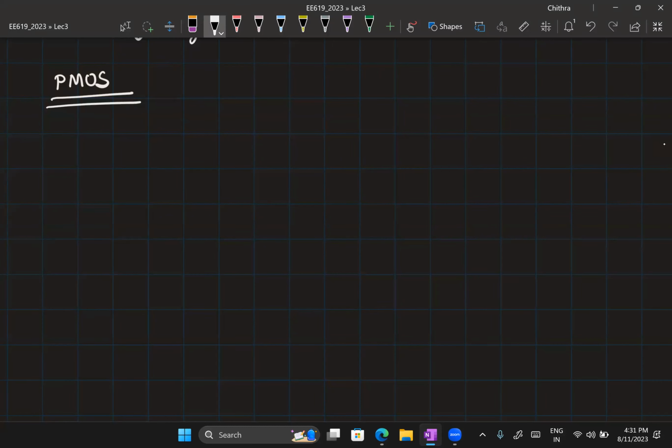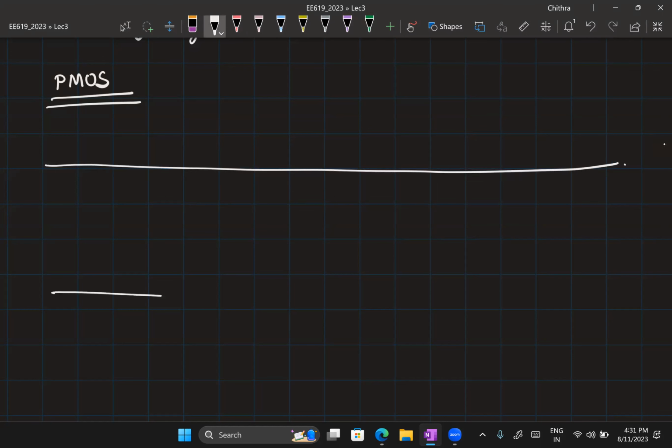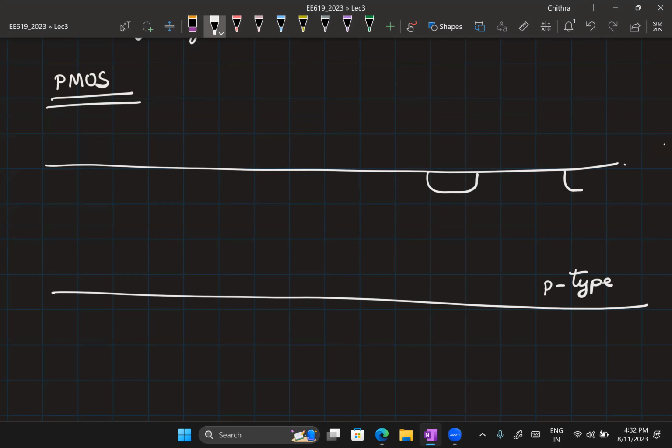So first, let us look at how this PMOS is going to be fabricated on the substrate. We know that the substrate is common for all transistors. It is P-type. Now on this, if you want an NMOS transistor, you can create a source and drain diffusion regions as N+ regions, and then you will have the oxide and the metal on top of it.